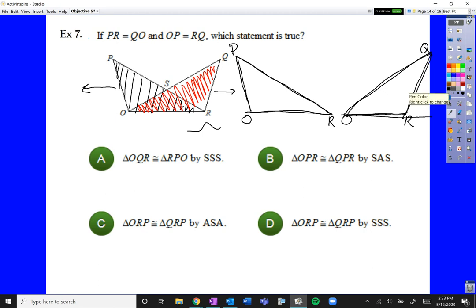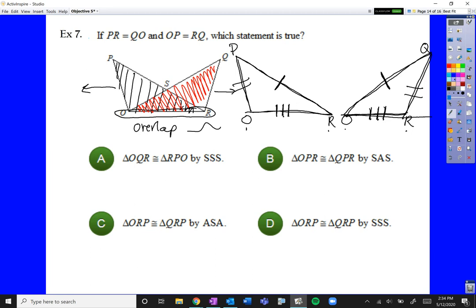Okay, PR is equal to QO. So PR, put a tick mark, equal to QO. OP, put a double, is equal to RQ, put a double. Now, what you notice, guys, is that when they overlap, they both share this side, OR. And look here, OR, OR. Well, the side OR must be congruent to itself because it's the same thing.